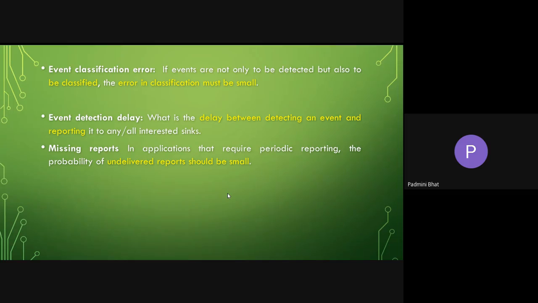Now the next one is missing reports. In applications that require periodic reporting, the probability of undelivered reports should be small.